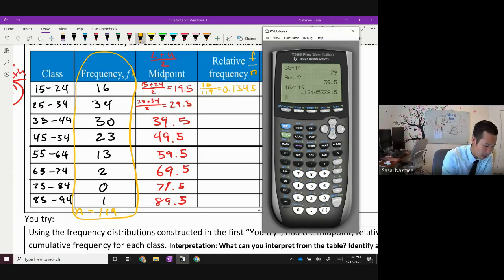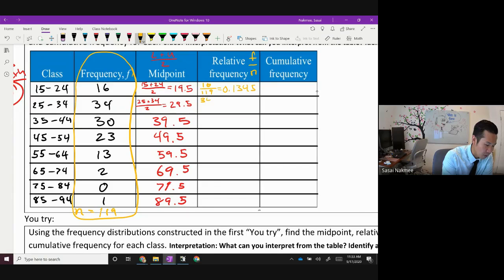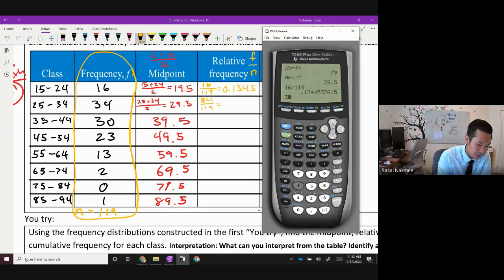We'll just do another one. Let's take a look at this next one. Let's say the next one is going to be 34 over 119. And that's going to give me 0.2857. Can we just write the fraction instead?